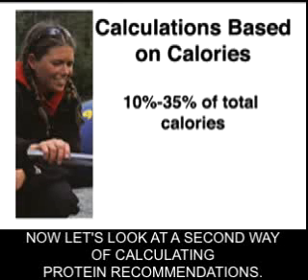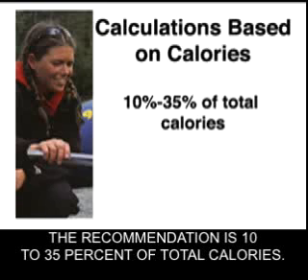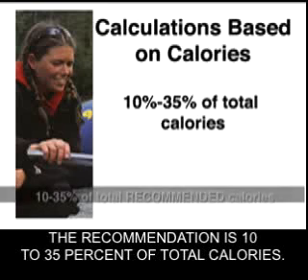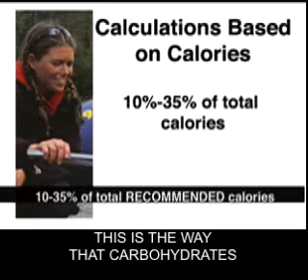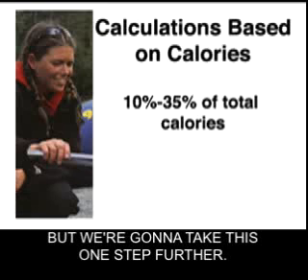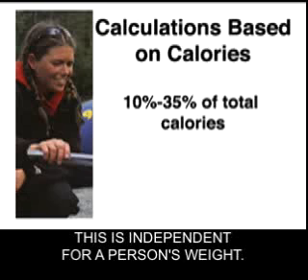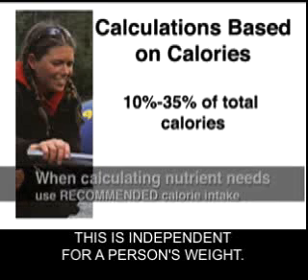Now let's look at a second way to calculate protein recommendations. Calculations based on percentage of total calories. The recommendation is 10 to 35% of total calories. This is the way the carbohydrate and fat recommendations have been presented. But we're going to take this one step further and find the number of grams of protein an individual needs. This is independent from a person's weight.